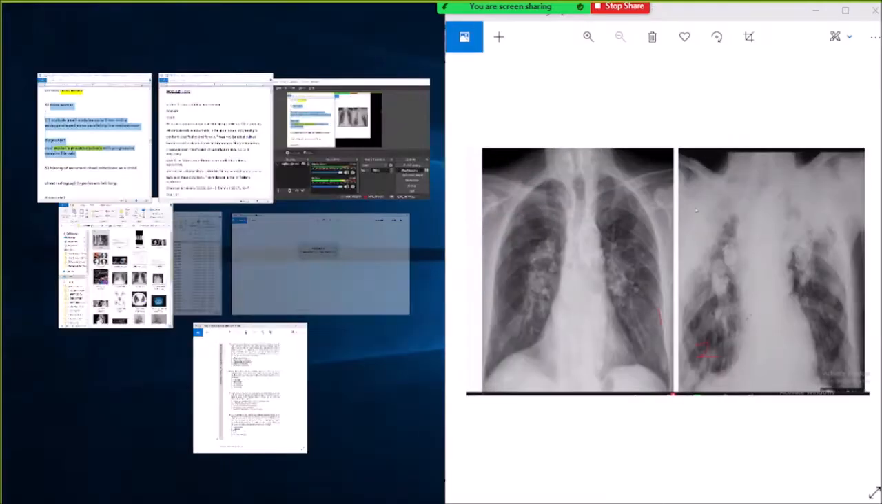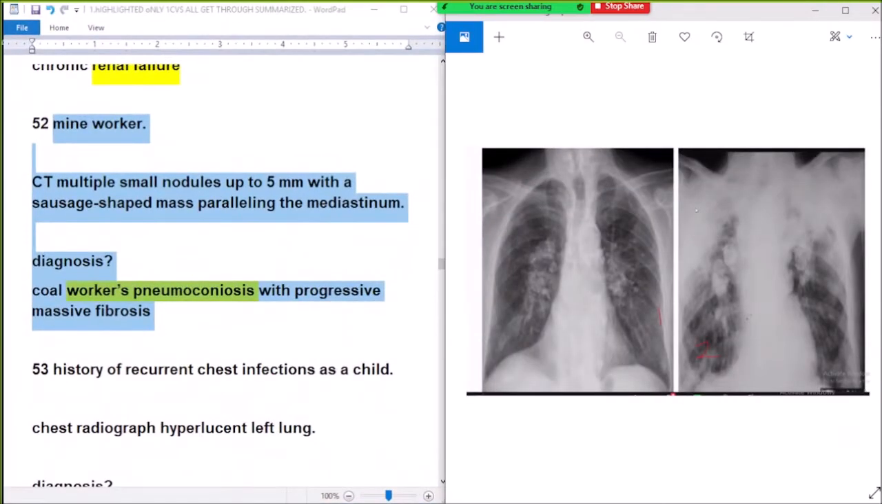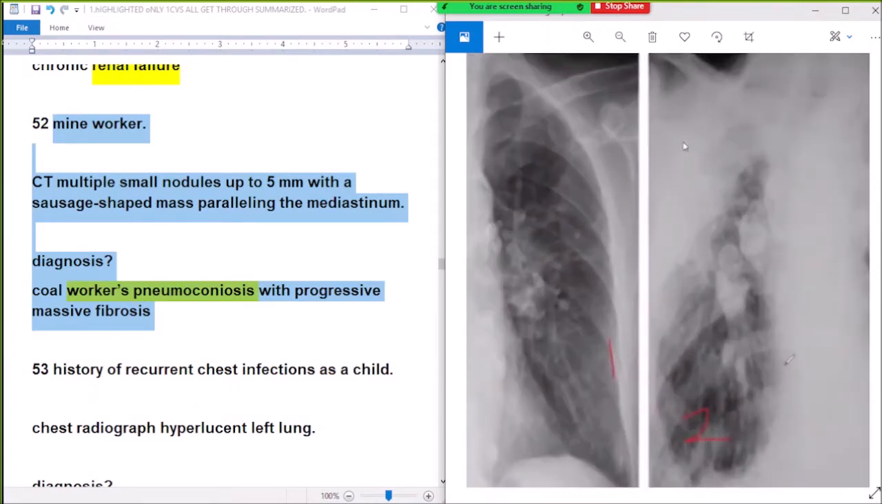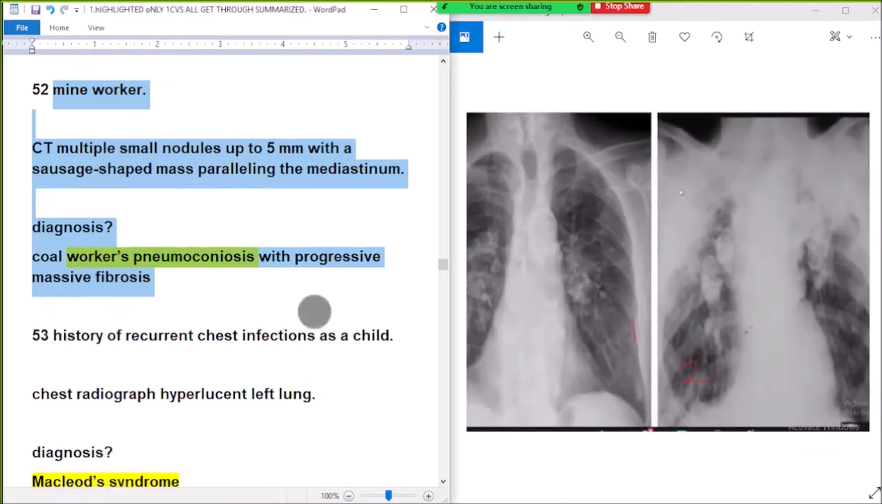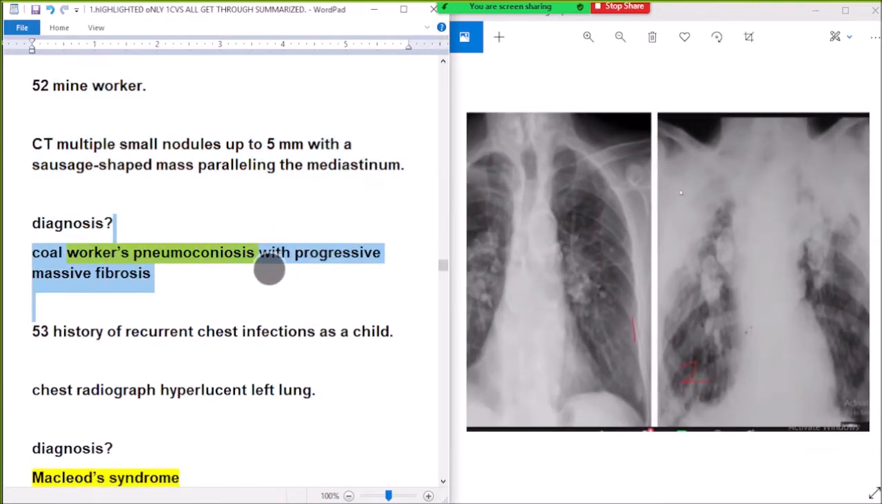But here it is called nearly the same thing. CT scan with multiple small nodules of 5 mm with a solid mass paralleling the mediastinum. Diagnosis: coal workers' pneumoconiosis with progressive massive fibrosis.